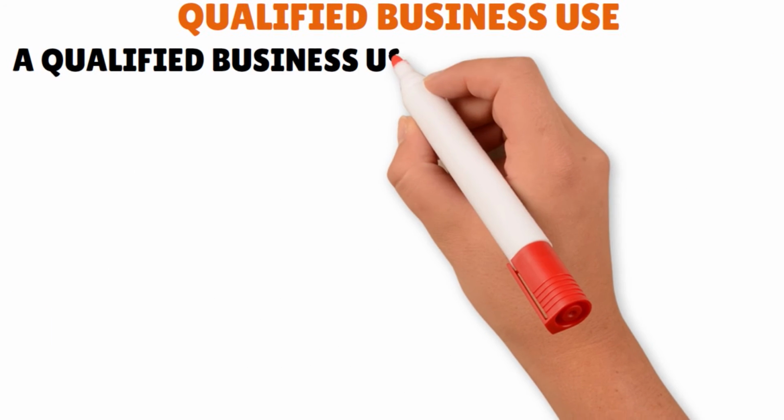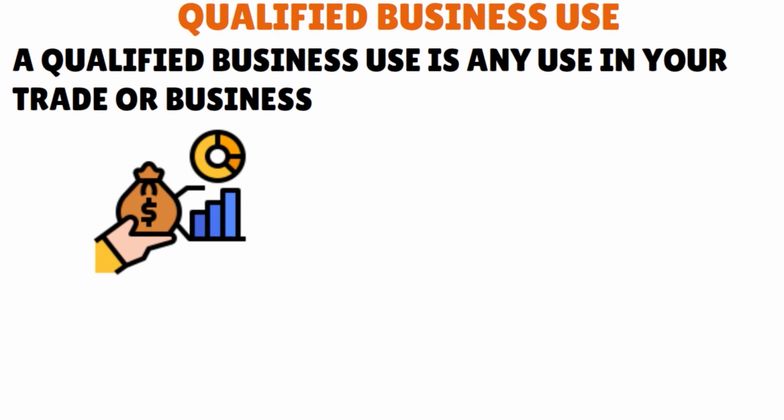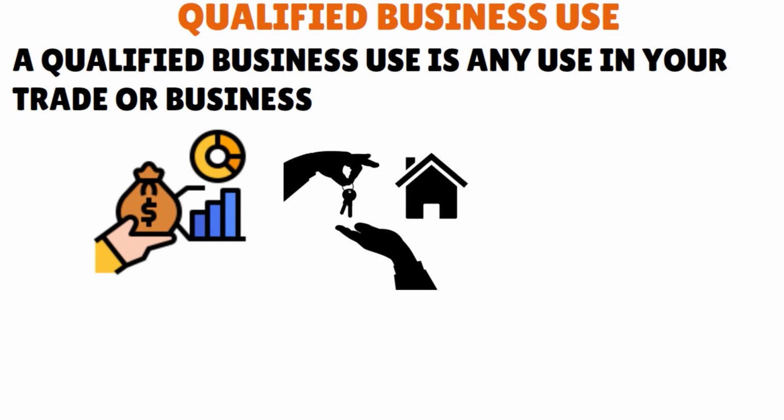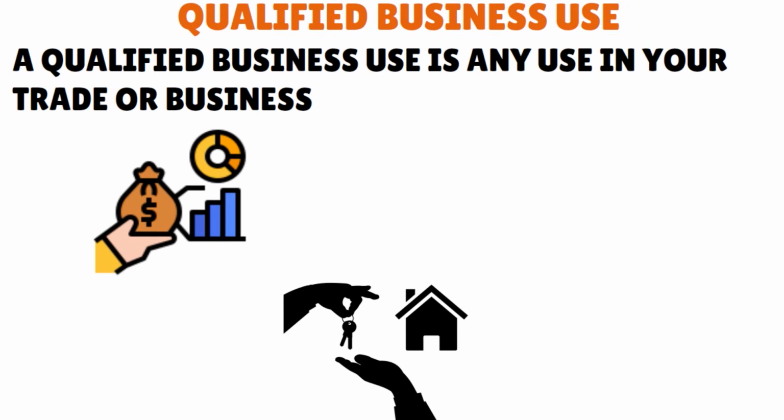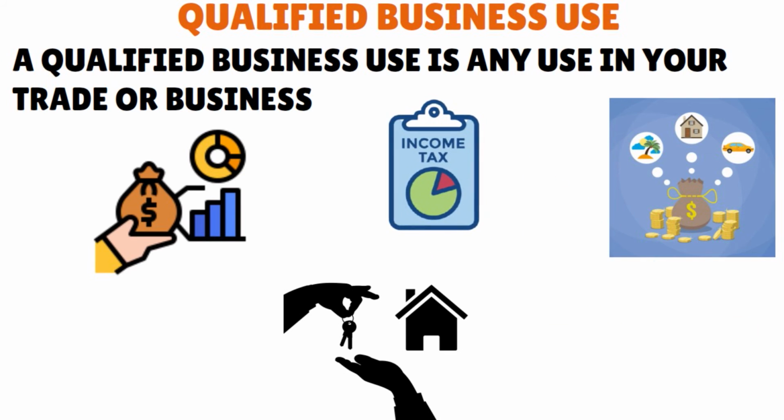Generally, a qualified business use is any use in your trade or business. However, it does not include any of the following: investment use, leasing the property to a 5% owner or related person, the use of the property as compensation for services performed by the 5% owner or related person, the use of the property as compensation for services by any person who is not a 5% owner or related person, unless an amount is included in that person's income for the use of the property, and if required, income tax was withheld on that amount.